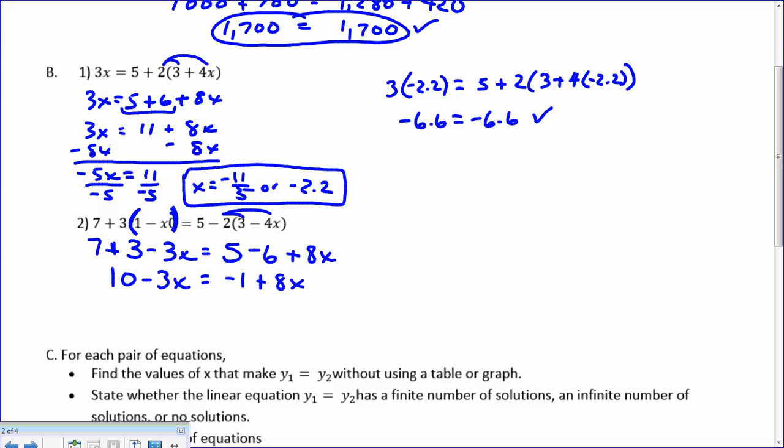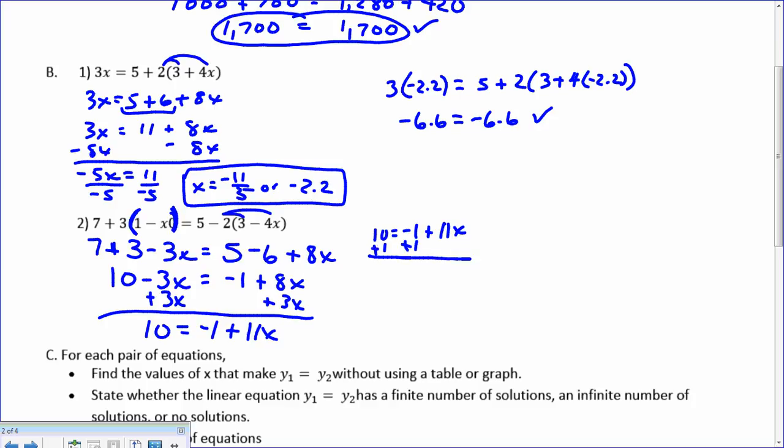All right, so let's add 3x to both sides. And I get 10 equals negative 1 plus 11x. So let's carry this over to this side because we're running out of room over here. So I'm going to move the negative 1 over by doing what? Adding it. Got to do the opposite. So that goes away. I'm left with 11 equals 11x. Well, this is going to turn out nice, right? If I divide both sides by 11, x equals what?